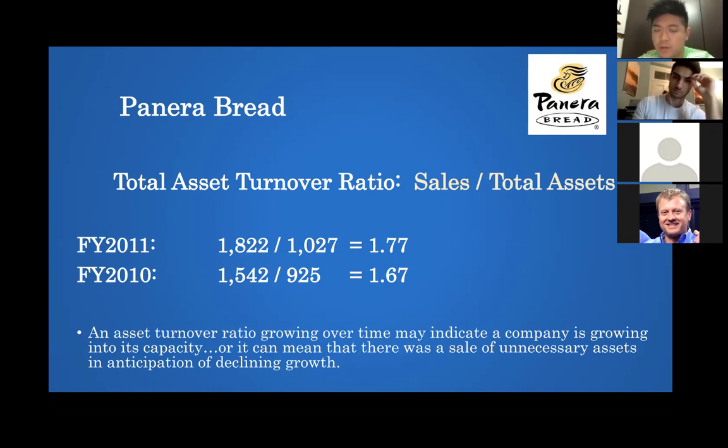This may indicate that the company is using its assets more efficiently, or it may indicate that the company is growing into its capacity, or it can mean that there was a sale of unnecessary assets in anticipation of declining growth. So it actually just helps you get an idea of what to look for, and then what next to look for in a company. So next slide, please.